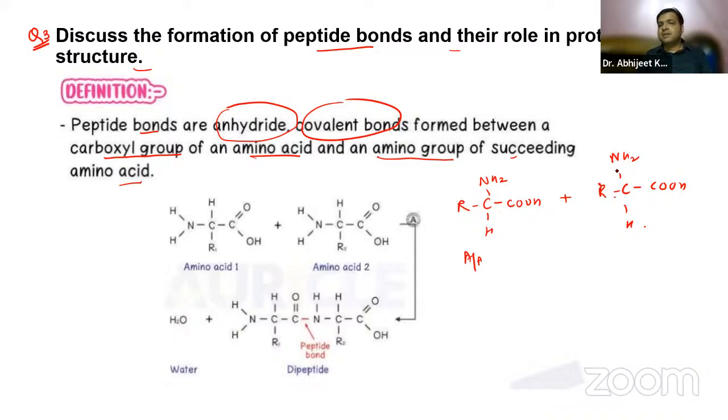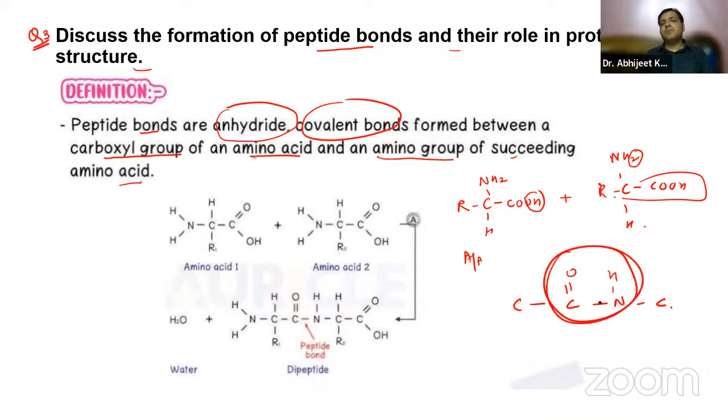So we are taking one OH from this and one hydrogen from this. So obviously we will have C double bond O, right? And yes, we will have this NH over here. And then we have this C continuation. So this bond, guys, C double bond O NH, formed with the help of this loss of water molecule, is basically a peptide bond, which is formed between two amino acids, right?